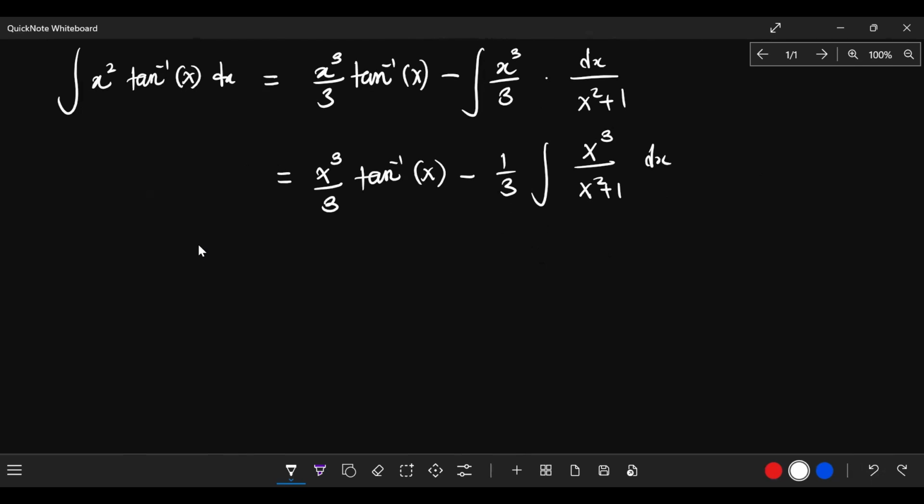Okay, so how are we going to integrate this? You see, this is an improper fraction, right? We have the power of x on top, which is higher than the power of x in the denominator. So we have to divide this, okay? It's an improper fraction. It's more like a 5 over 2, okay? This guy is small here, okay? That's child abuse, right? So let's do something to this.